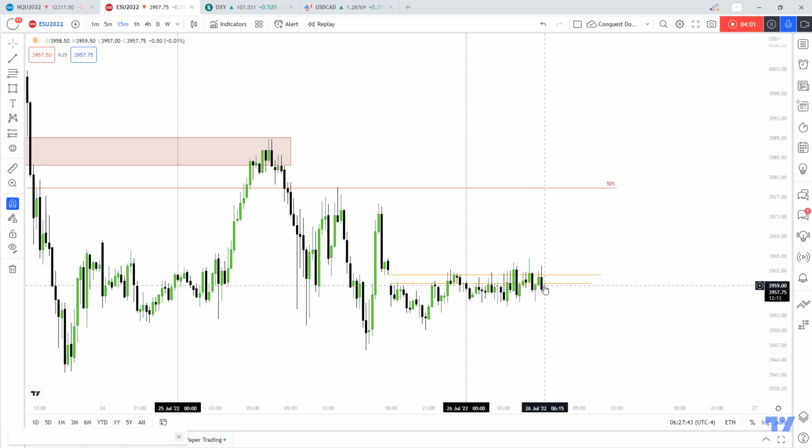So if we go into the New York session later today, I will also be sharing my entries or whatever I see through the market, but my bias is I'm bearish, and I do not want to see price trade above this area right here.